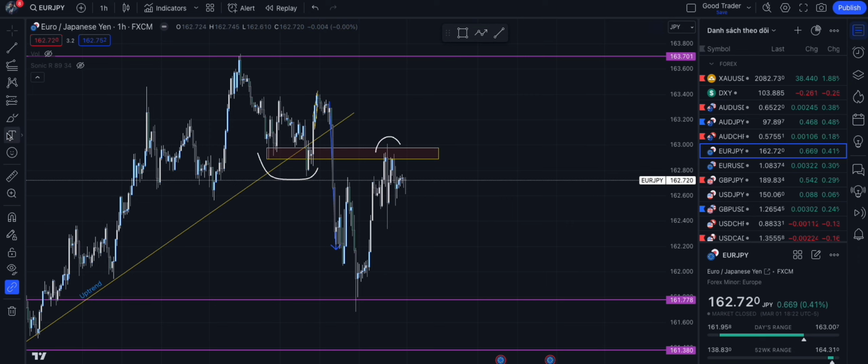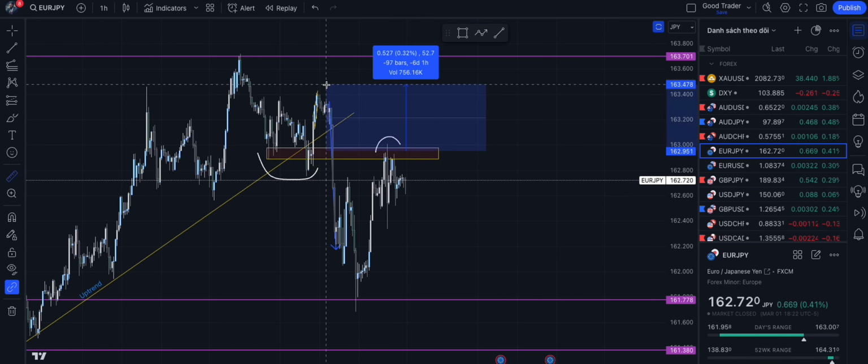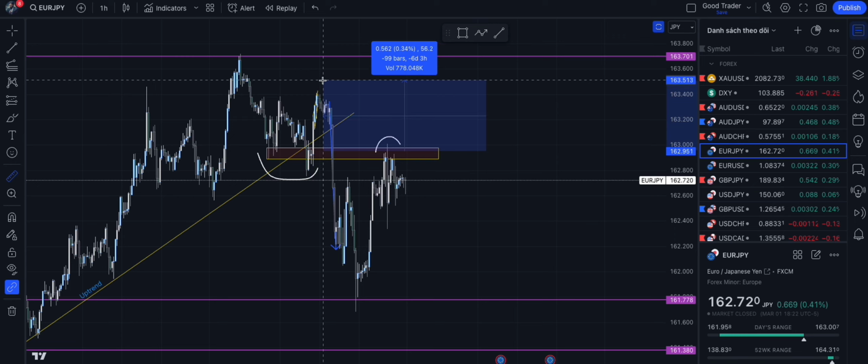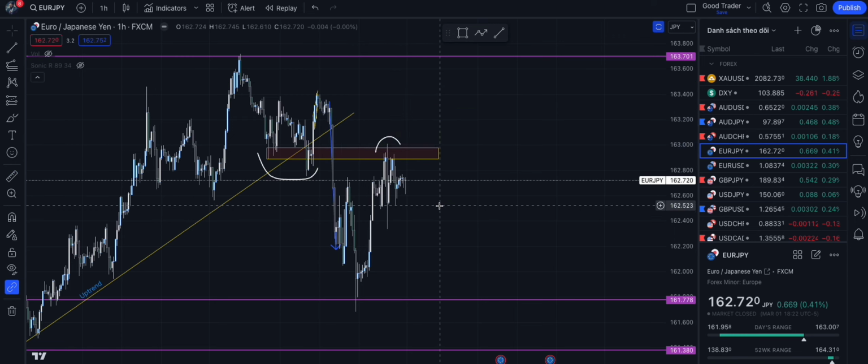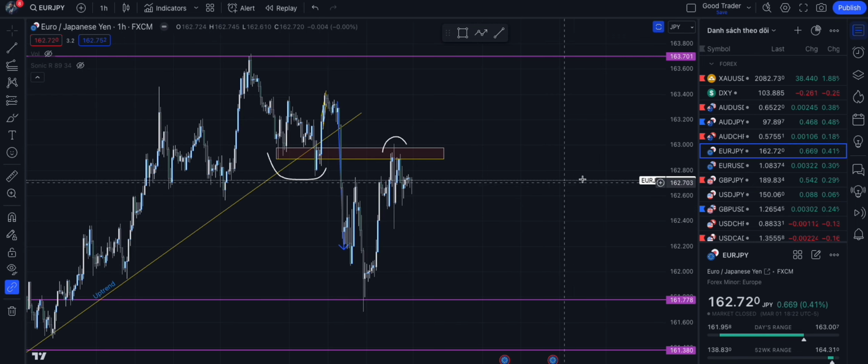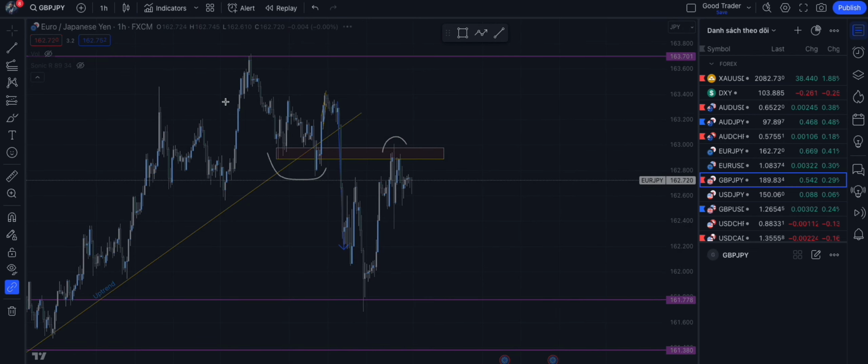If someone follow this pair from last week, I believe that they had made some early move position over around here. The stop loss is quite moderate, but I believe that if the analysis is correct, next week there will be more selling entries for the traders. Let's go to the next pair, the pound and the yen.